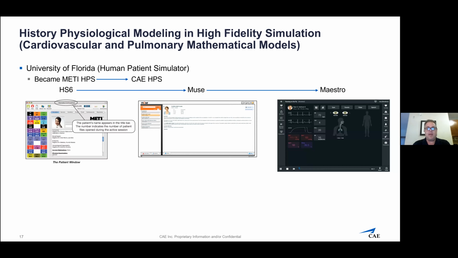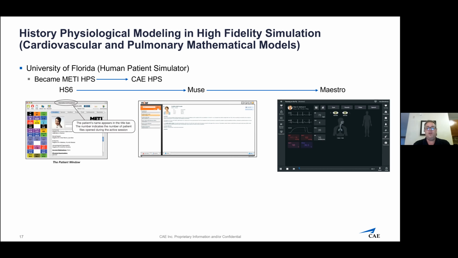And so Muse has been the platform that we've had for the last 8, 9 years, and now we're moving to Maestro. As you look at the two pictures here, you can see there's a little bit of a difference, right? Maestro is much more of a graphic user interface. It's a lot more point and click, a little more intuitive, I think. We're giving you back some of the information that we took away in HS6 so that you can put more information up in front of you as an instructor.